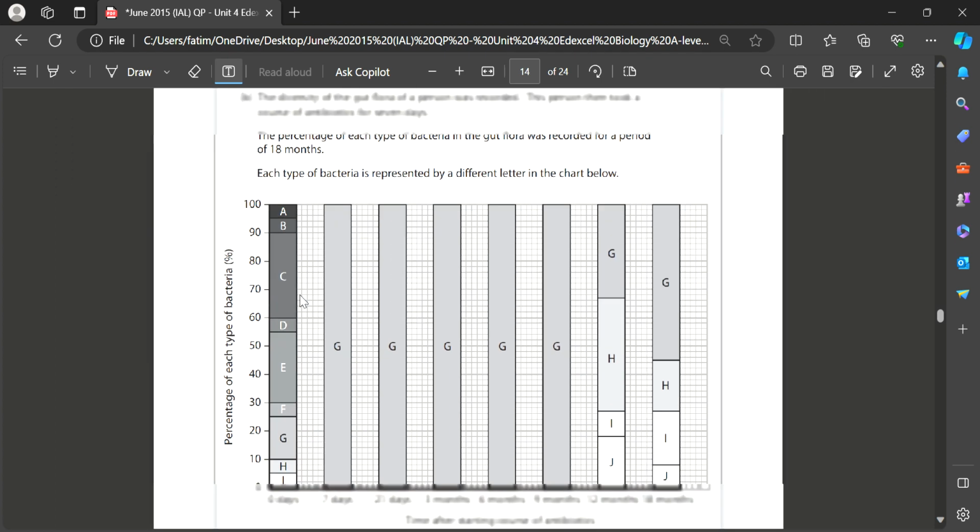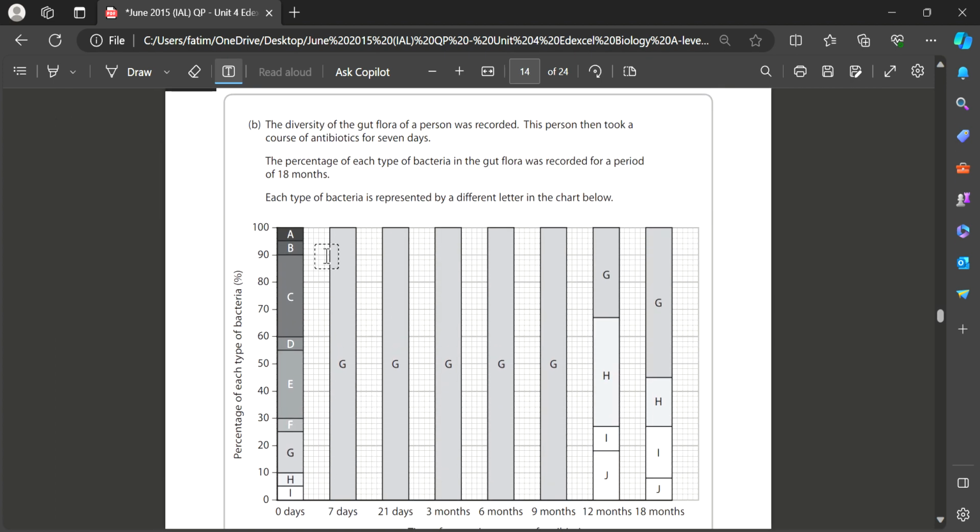And over here they gave us a graph, so we should understand the graph first. It shows the diversity of gut flora of a person who was recorded. The person then took a course of antibiotics for 7 days. The percentage of each type of bacteria in the gut flora was recorded for a period of 18 months. Each bacteria is represented by a different letter in the chart below.